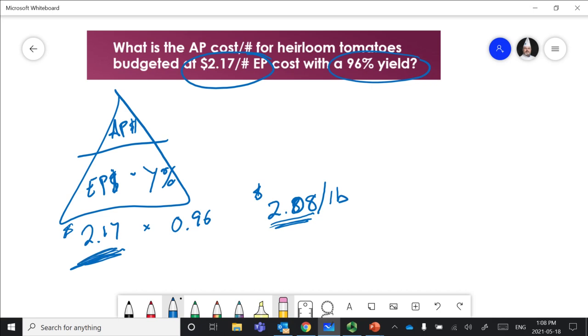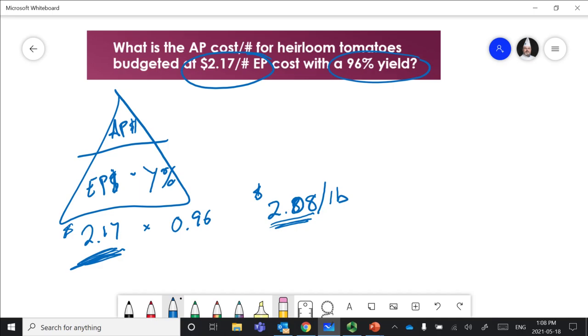Okay. So in the last two videos, we talked about produce. We talked about our edible portion versus our as purchased portion, and then our edible portion cost versus our as purchased portion cost. In the next video, we're going to talk about how this applies to something that has usable byproducts.